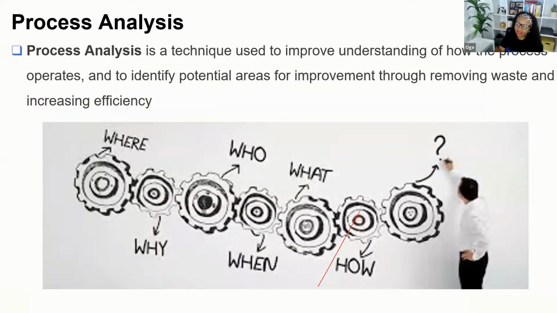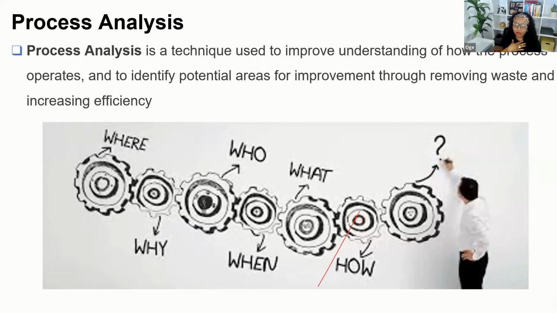Next, now process analysis, different from process modeling. We've established the fact that they are not the same, and truly they are not the same. But process modeling is the basis. It is your starting point when you want to analyze a process. Because what visualization helps you do is identify gaps, and you begin to ask more questions when you begin to analyze. So when you're analyzing your process, you're asking lots of questions. You are trying to understand how the process works. You are trying to identify areas of improvement. You are trying to remove waste. You are trying to increase efficiency. That's what you do when you're analyzing a process.